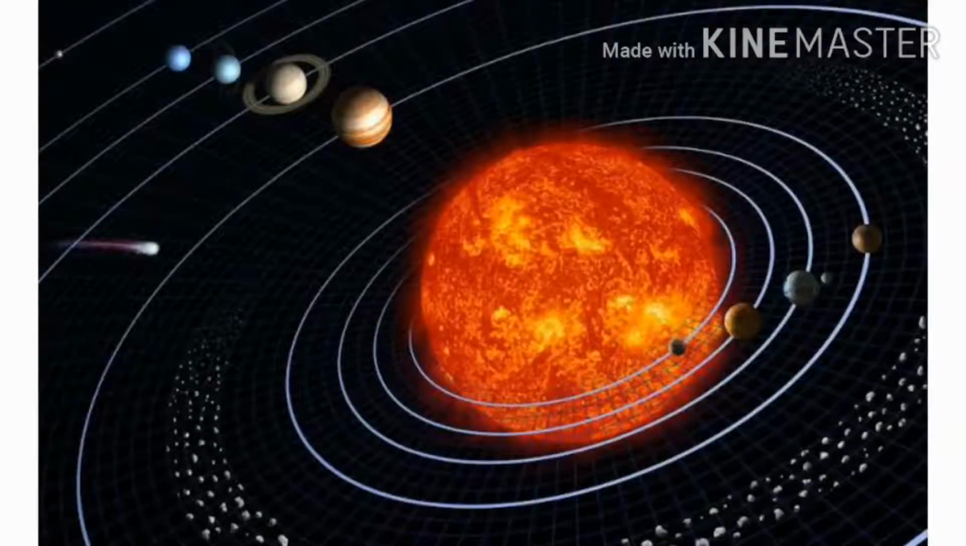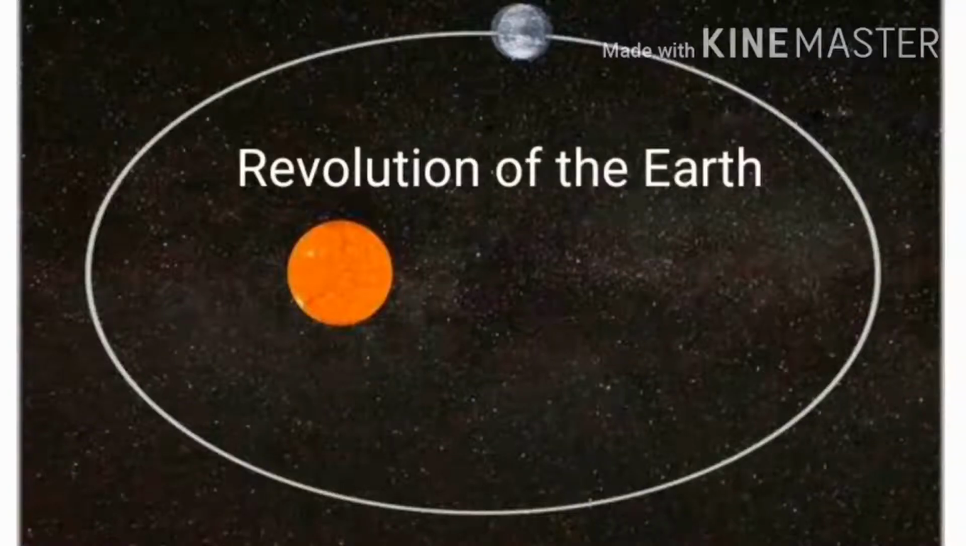Each planet of solar system has a fixed orbit on which they revolve around the sun. This movement of the earth around the sun in a particular path or orbit is called revolution. The earth completes one revolution around the sun in 365 days and 6 hours or 1 year.